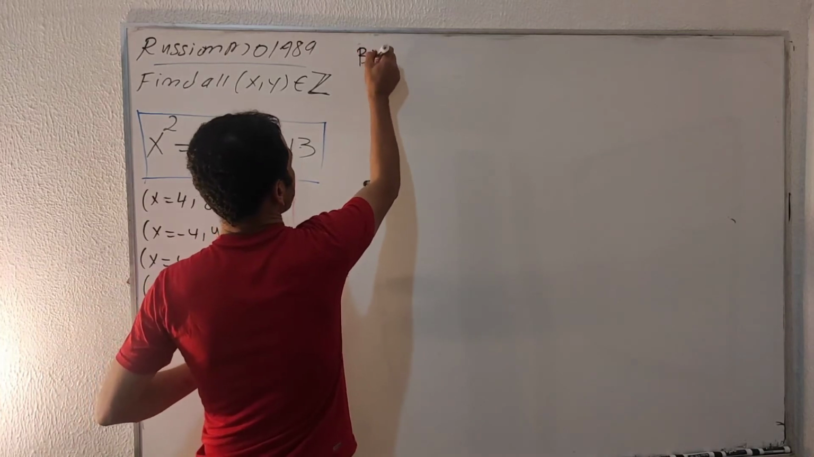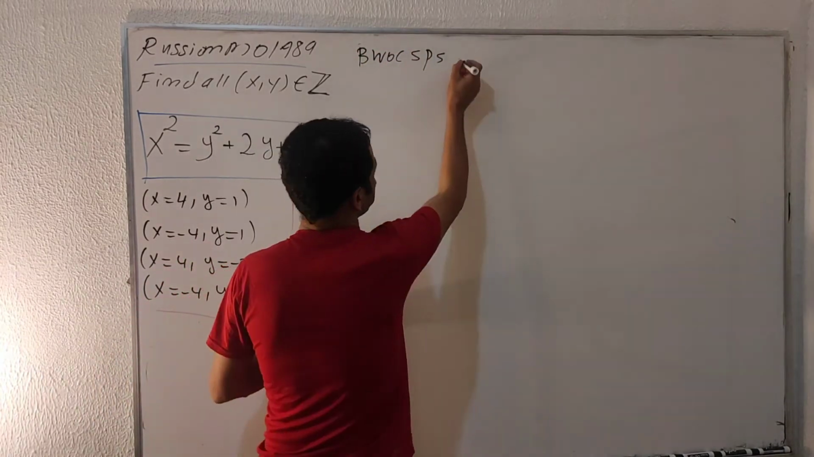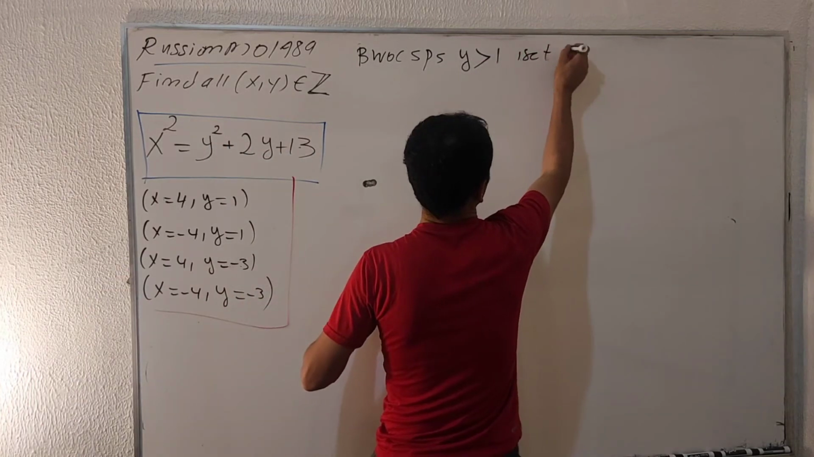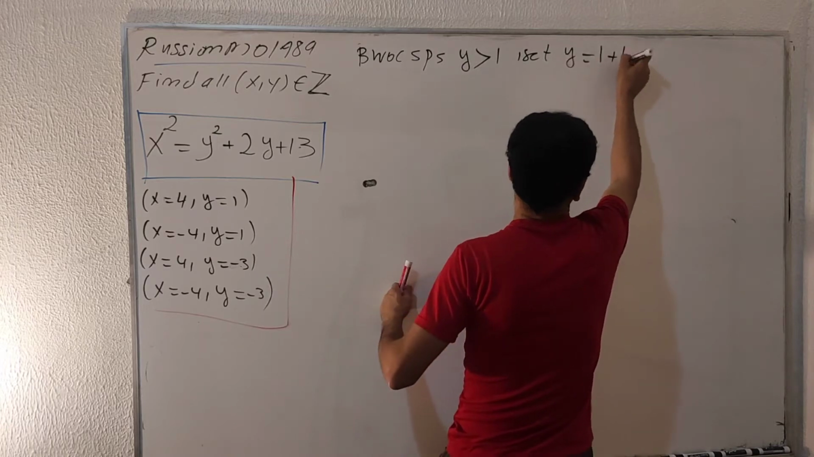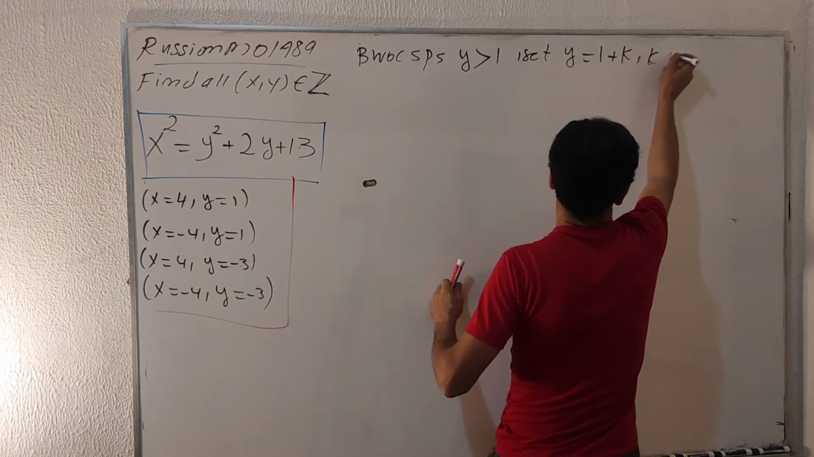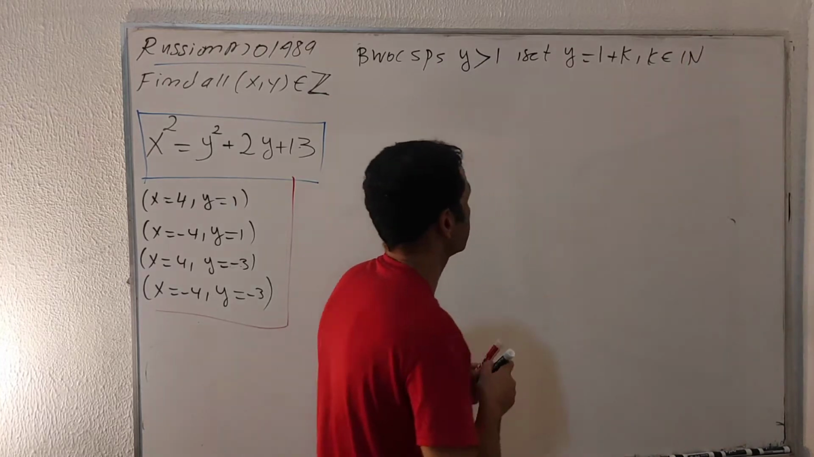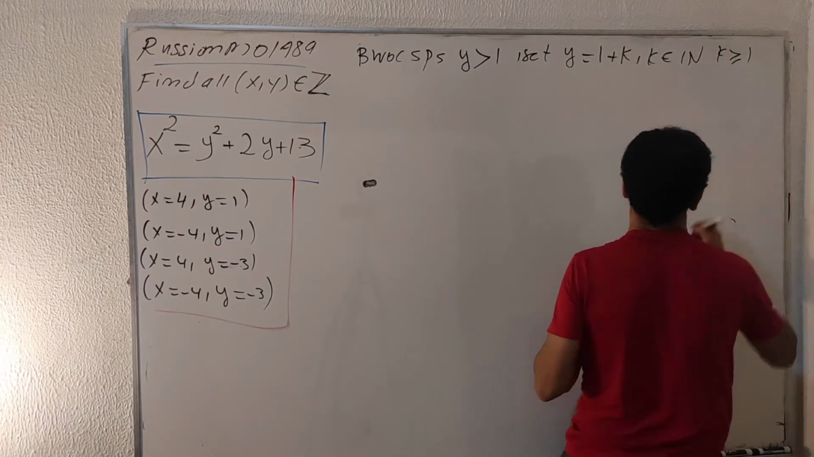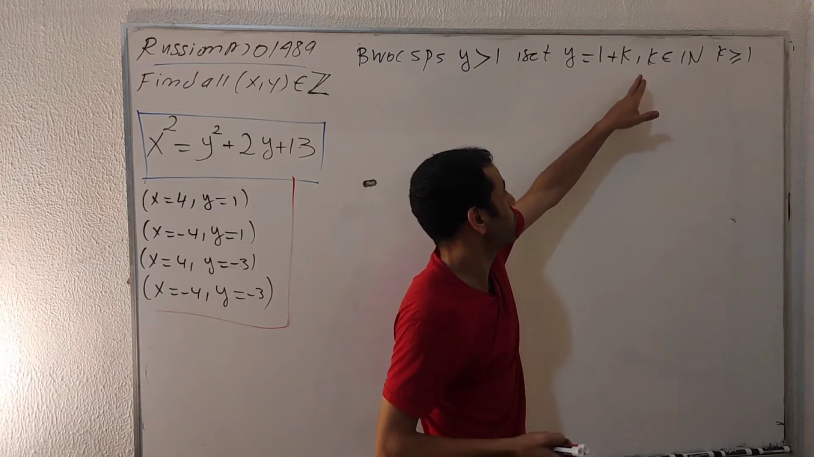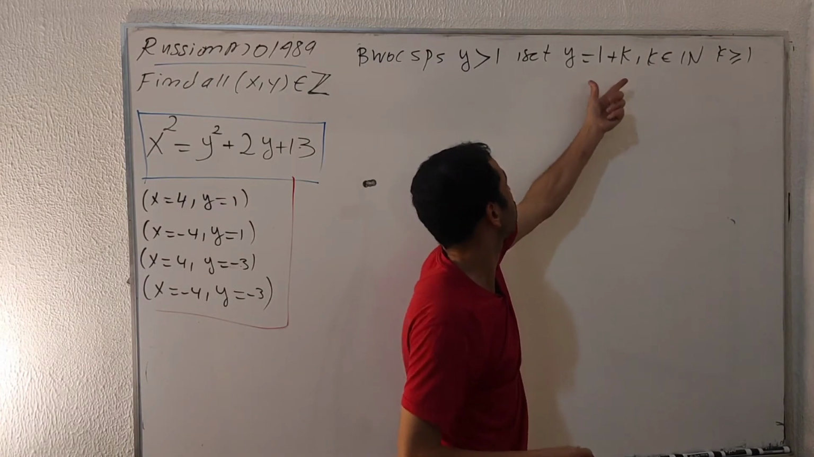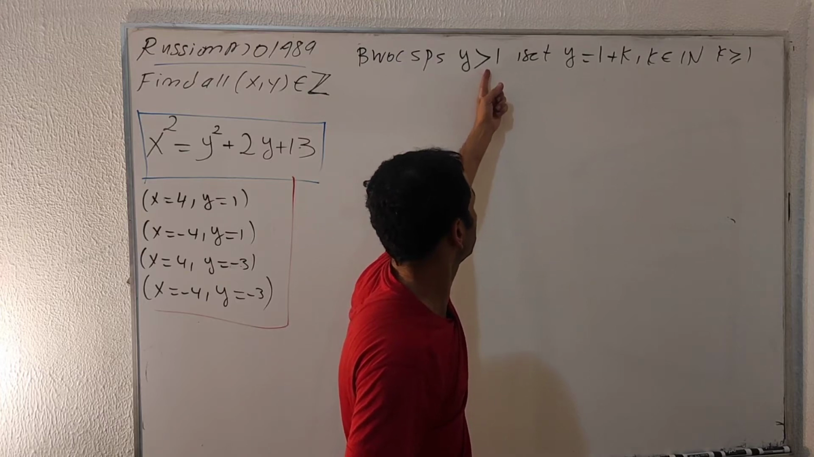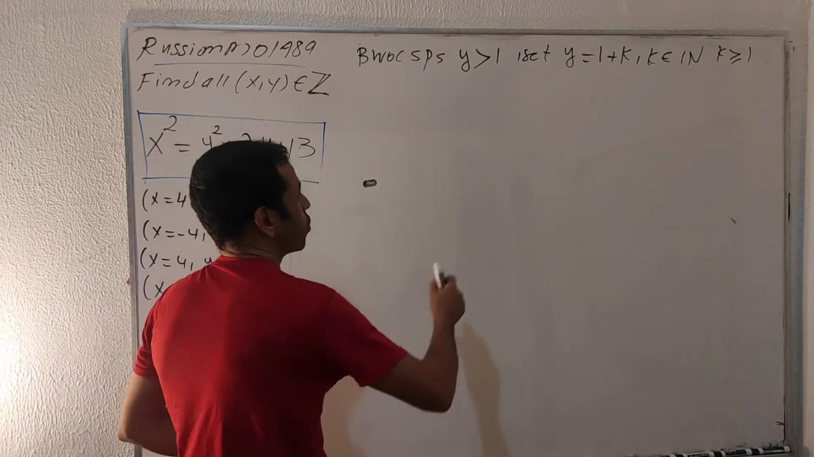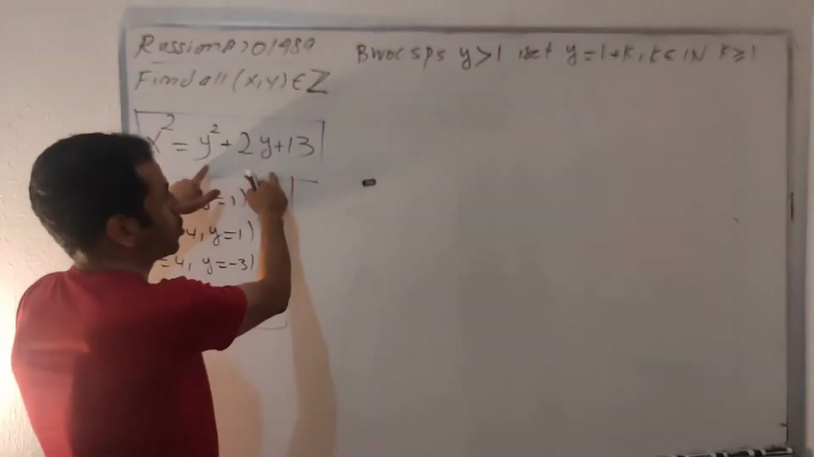So also, by way of contradiction, suppose y is strictly superior to number 1. Let's set y equals 1 plus k. What is k? It is some natural number. So k must be superior to 1. If you take k equals 1 as a minimum value, you get 2 here, so y is superior to 2 here. This one is equivalent to this one.